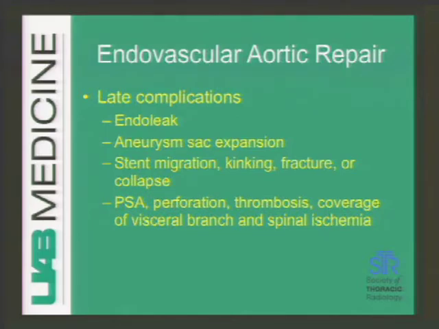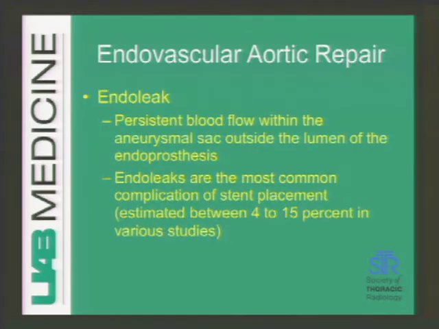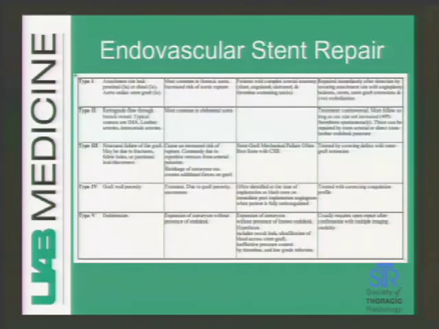Late complications, which we frequently are the first ones to detect on serial follow-up, include endoleak, aneurysm sac expansion, stent migration, kinking, fracture, or collapse, pseudoaneurysms, perforations, or other thrombus. We'll spend a little bit of time talking about endoleaks, which by definition is persistent blood flow within the aneurysmal sac outside the lumen of the endoprosthesis. The endoleaks are the most common complication of stent placement, and it's estimated to be up to 15% in various studies. Here's kind of a busy graph detailing all the different types of endoleaks.